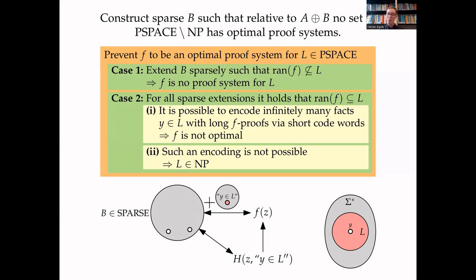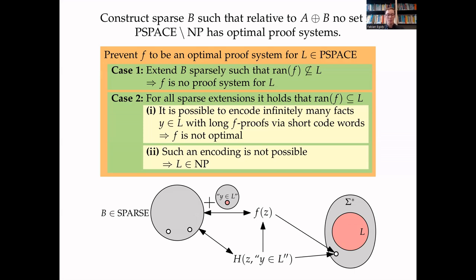And now H must have polynomially bounded proofs, because if the second input is a correct encoding of some fact y inside L, then F has polynomially bounded proofs, as explained before, because we are in case 2II. And moreover, H cannot output elements outside L, because otherwise F does the same relative to some sparse oracle, which shows that case 1 could have been achieved, which is a contradiction, because again we are in case 2II.